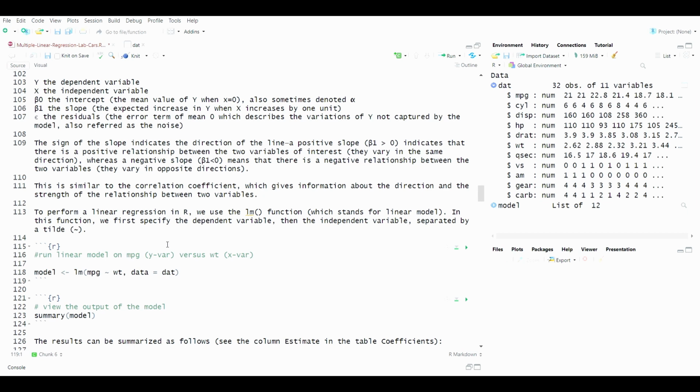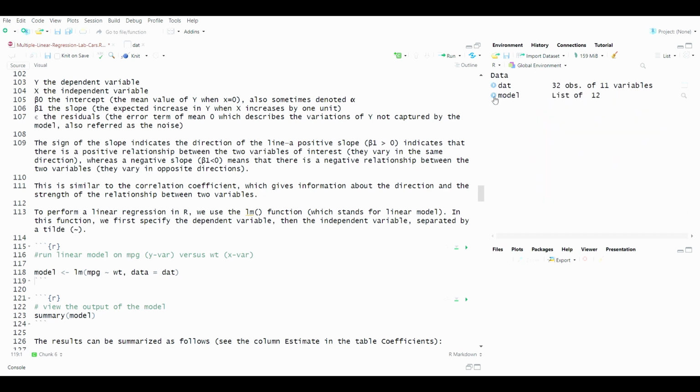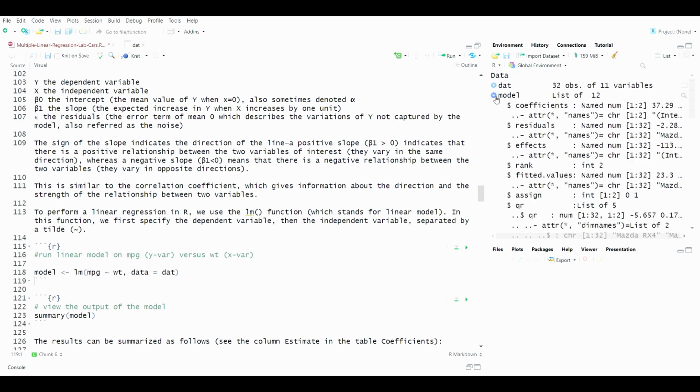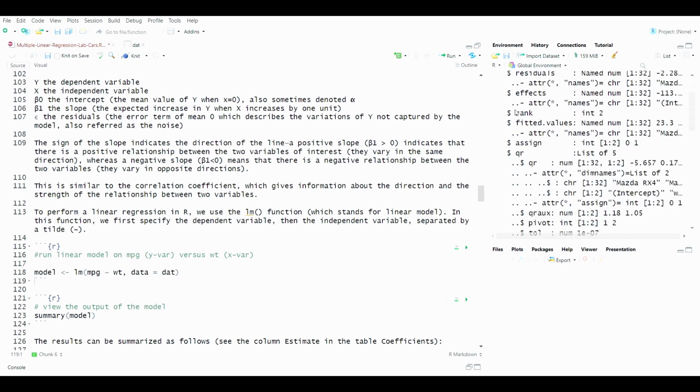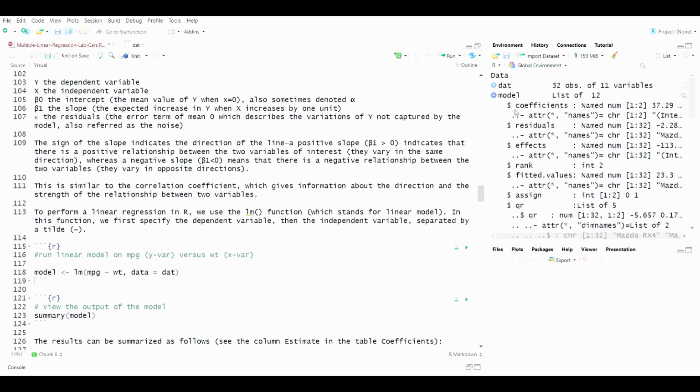Run this code, and you will see in the upper right-hand corner, let's minimize dat here, that we have created a new object called model. If we expand this model, we see that it contains a number of different things. In fact, it's a list of 12 different objects contained within that list. Coefficients, residuals, effects, rank, fitted values, etc.